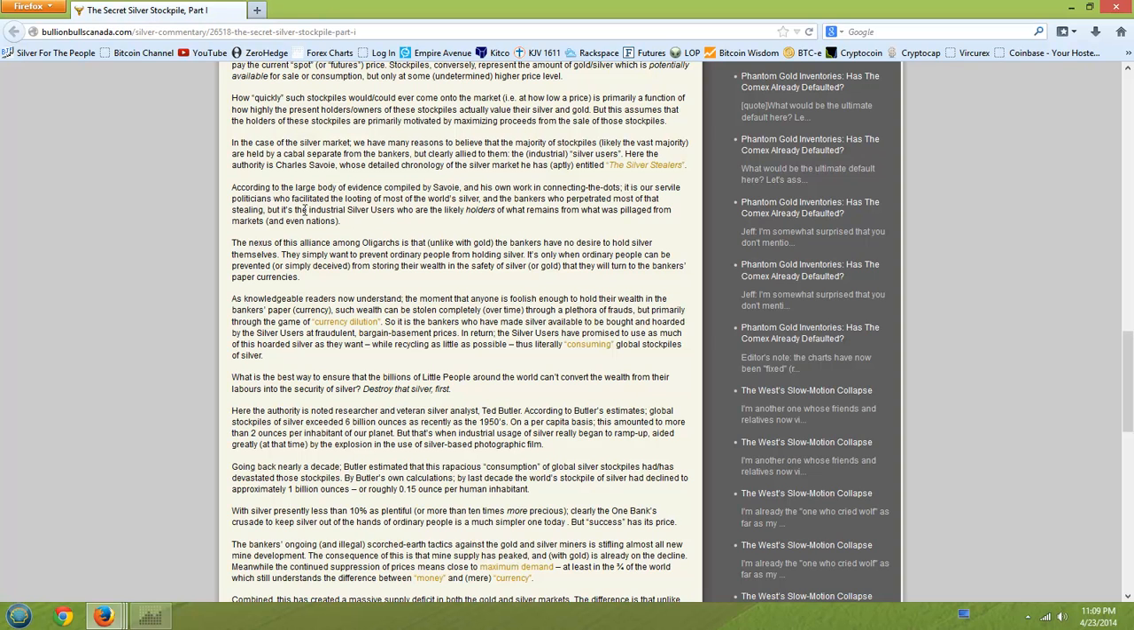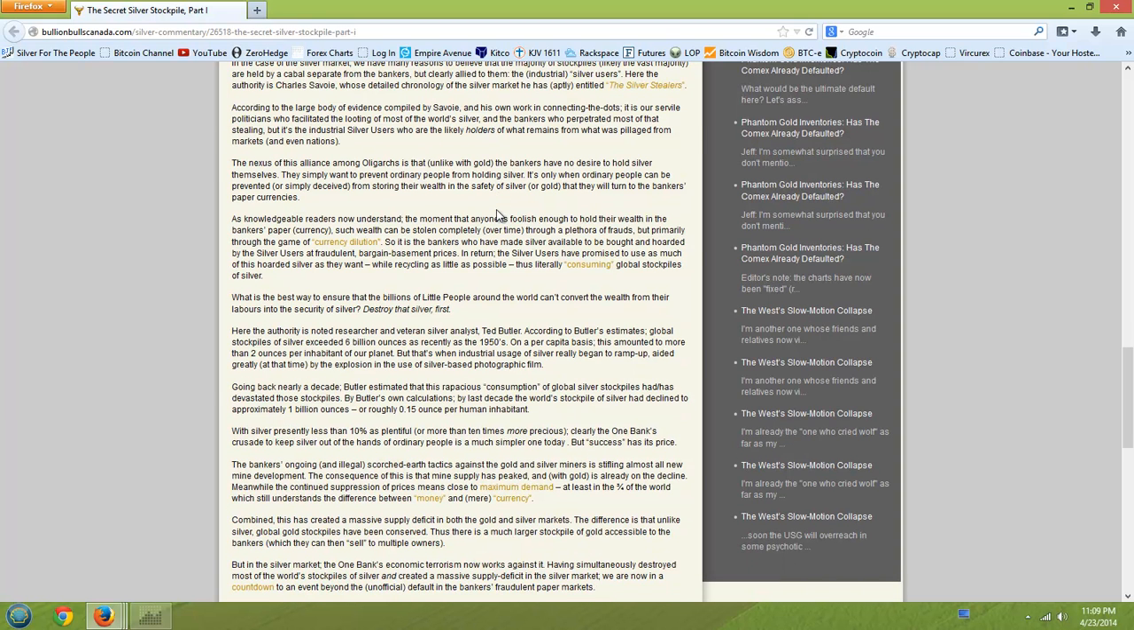But it's the industrial silver users who are likely the holders of what remains from what was pillaged from the markets and even nations. The nexus of this alliance among the oligarchs is that, unlike with gold, the bankers have no desire to hold silver themselves. They simply want to prevent ordinary people from holding silver. I absolutely agree with that. It's only when ordinary people can be prevented or simply deceived from storing their wealth in the safety of silver or gold that they will turn to the bankers' paper currencies.